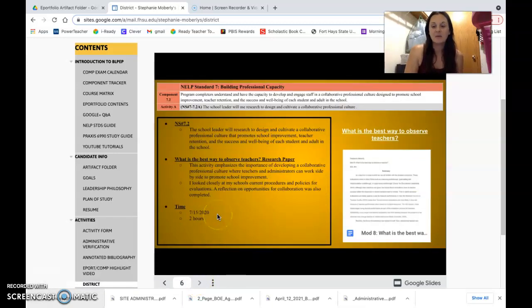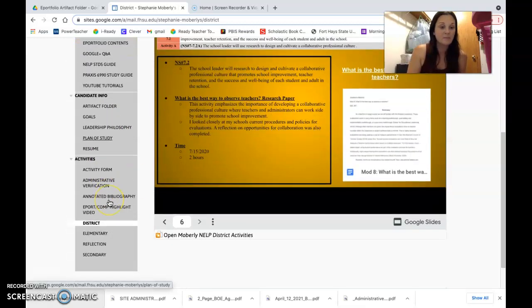And then this assignment is a paper I wrote on the best ways to observe teachers. I'm a mentor teacher again this following year, so I have a brand new teacher. I actually sat in on her interview, and she's going to be my co-teacher as well this year. So I'm looking forward to implementing some of those things.